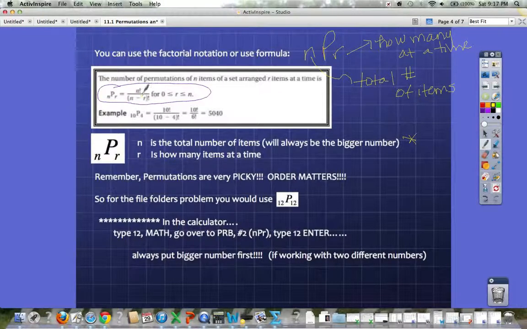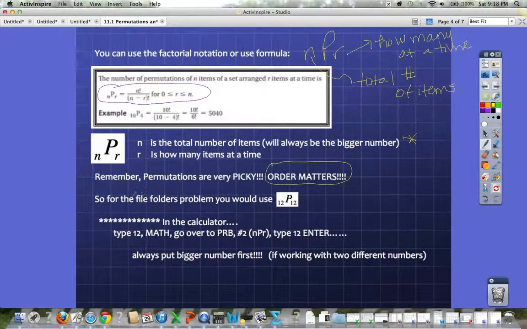All right, so if you know what your N is, if you want to go through the whole process of doing the formula, you would type it in, use the factorial, hit enter, divide that by, and then put all your stuff in there, and then hit factorial, and then enter again, okay? I would suggest doing it in pieces if you're going to do this formula like this, but what I'm going to show you is so much easier. All right, so remember, permutations are very picky, and order matters. This is the big key, order matters.